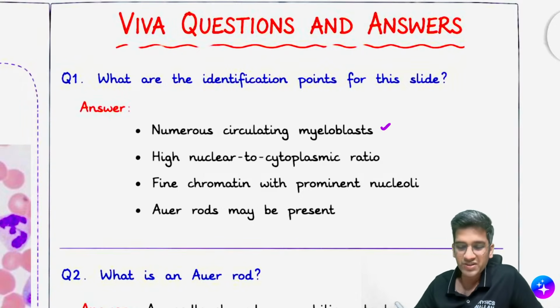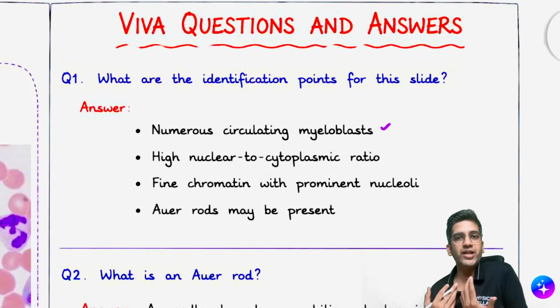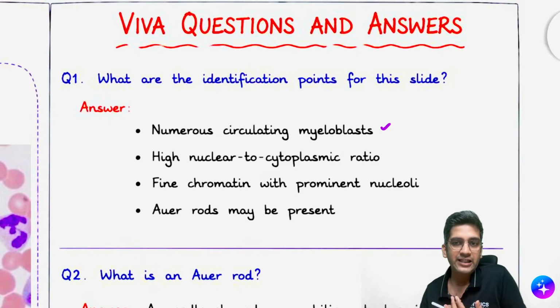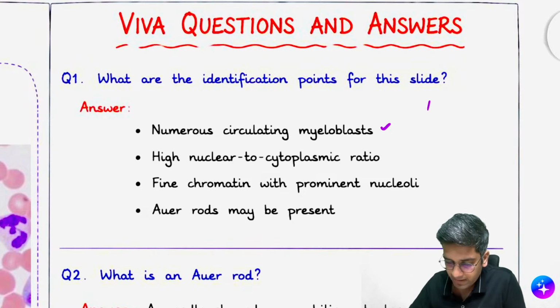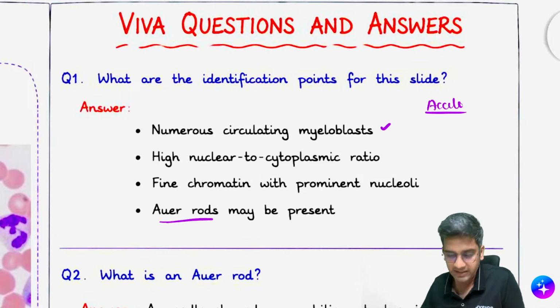Pointers: there are numerous circulating blasts. The moment you say it's an acute myeloid leukemia, the first question they will ask you is, what is the criteria? Can anyone tell me how many blasts should be present for me to call it an acute leukemia? To call acute leukemia, how many blasts should be there? That will be the first question by default, right? Second, this will be there.